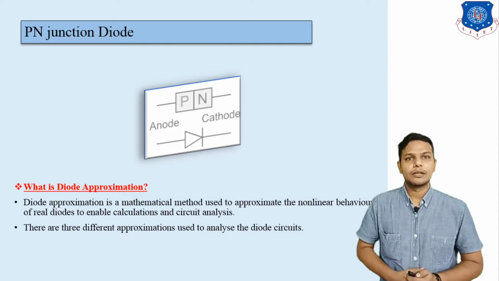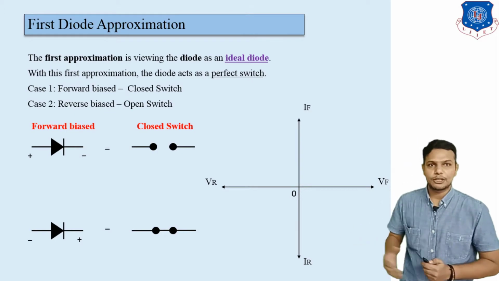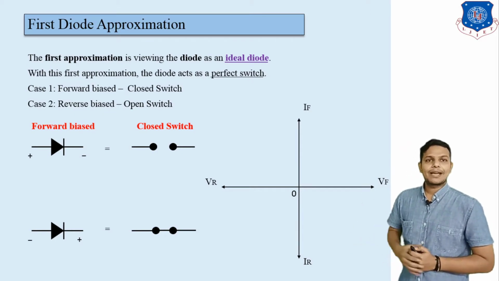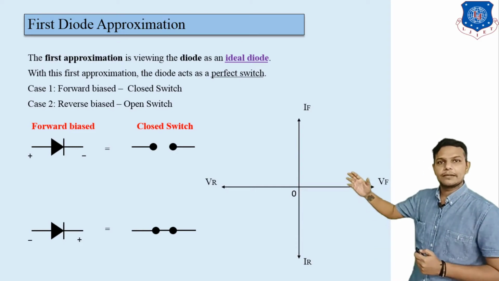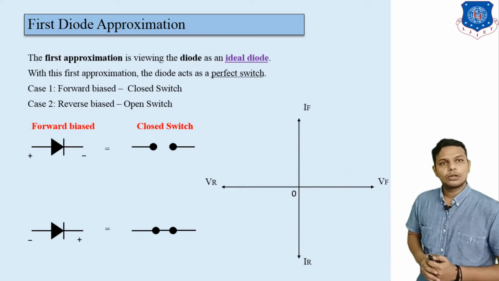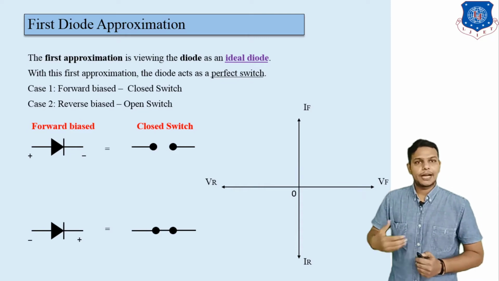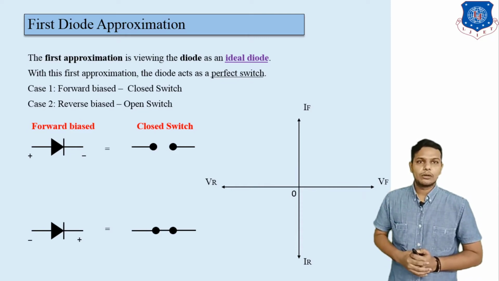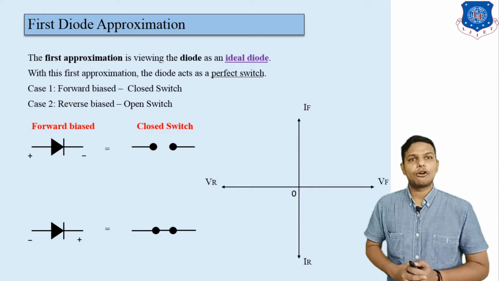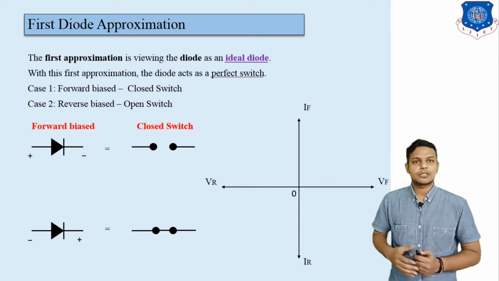So let's start with the first approximation. First approximation is basically known as the ideal diode. Here we can see the different cases, case number 1 and case number 2, along with the graph. In this approximation, the diode is assumed to be an ideal diode, and generally this analysis is used for theoretical purposes, but practically it is not possible.